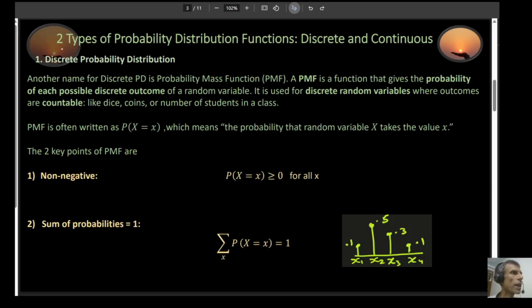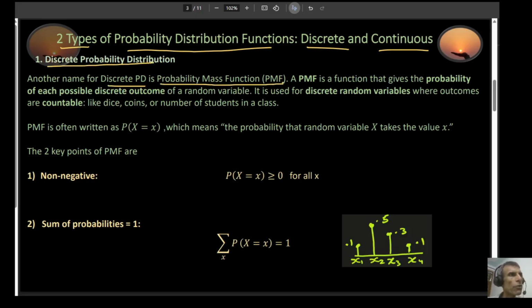There are two types of probability distribution functions, discrete and continuous. Let's focus on the discrete probability distribution function first. Another name for the discrete PDF is probability mass function. So going forward, I'll be using the word PMF. By the way, in the literature, you're going to find this one to be more commonly used.